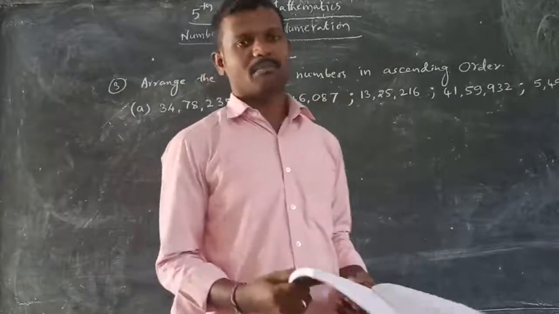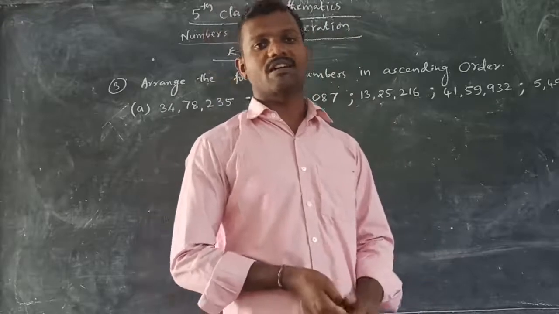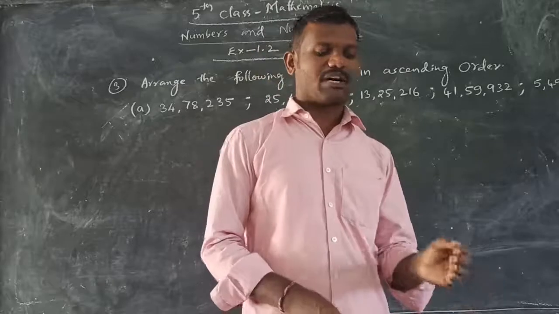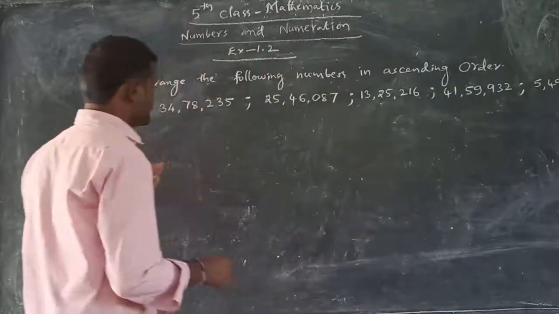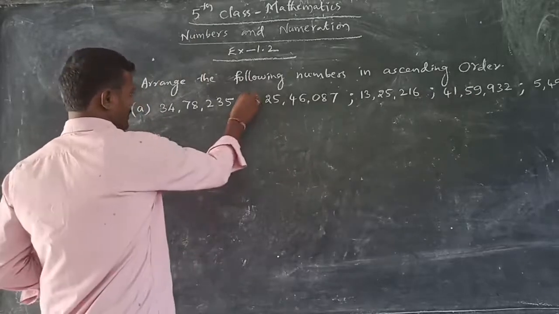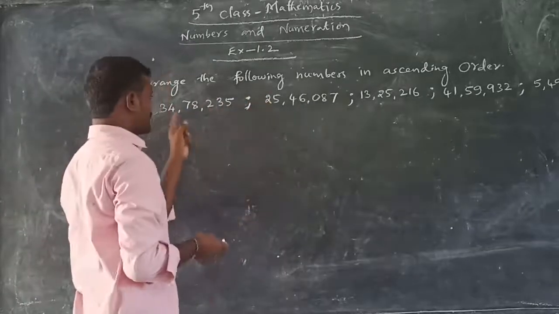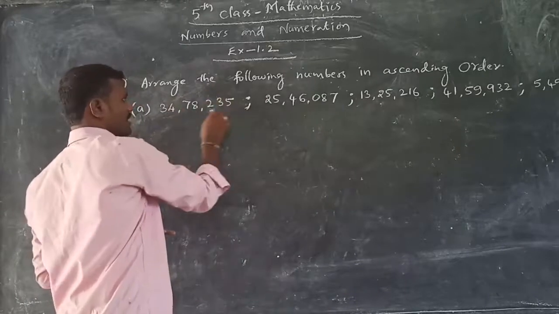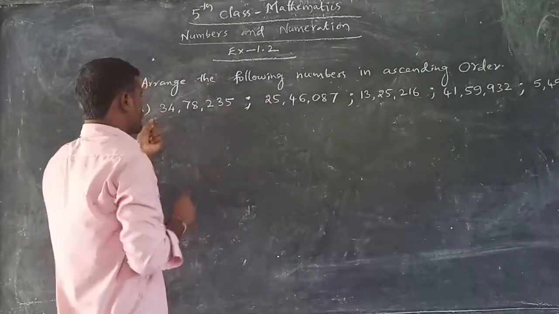Okay, these are the numbers given in the problem. We have to arrange them in which order? In ascending order. Ascending order means what? From smaller number to bigger number you have to write. So for that, first you have to identify the smaller number in this. Remember, this is a separate number and this is a separate number. The numbers are separated by commas, which means it is completely one number only. Okay, so read these numbers.